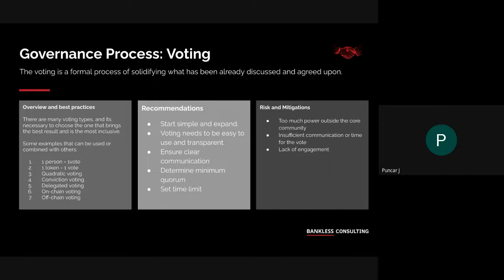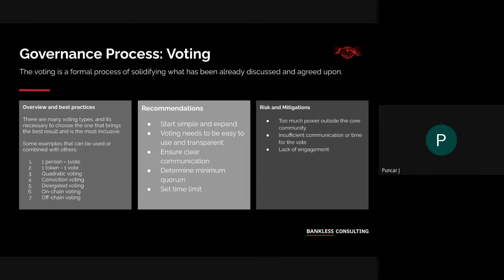Then there are some more sophisticated ones like quadratic voting and conviction voting, where we are trying to flatten the ownership a little bit more. It means that even if someone holds many more tokens, they won't have that much more voting power, or there can be some types of voting where the support needs to be built over time and not just be a one-time thing.